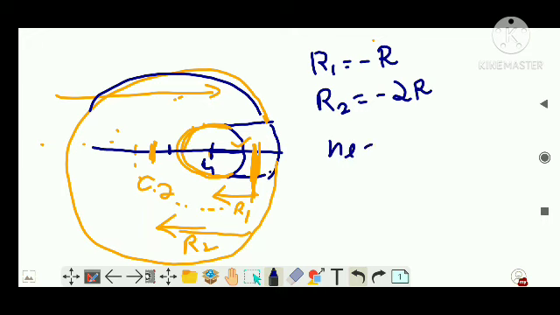So NL, let's say you are given 3 by 2, it is 1.5. And see, you are given the focus as 2 centimeter. Clear? And it is a convexo-concave lens, so you can understand it is going to be diverging in nature.